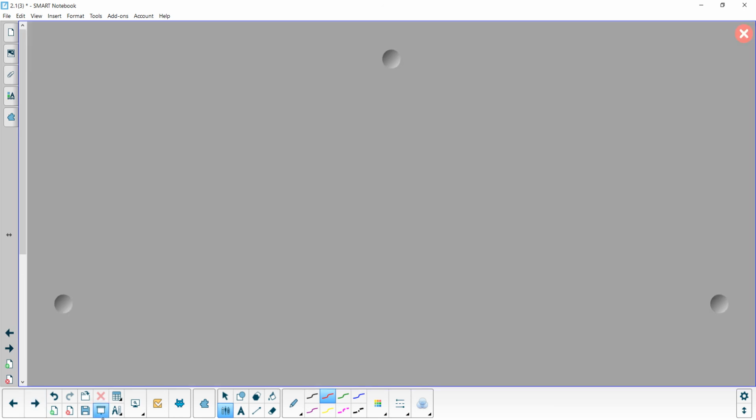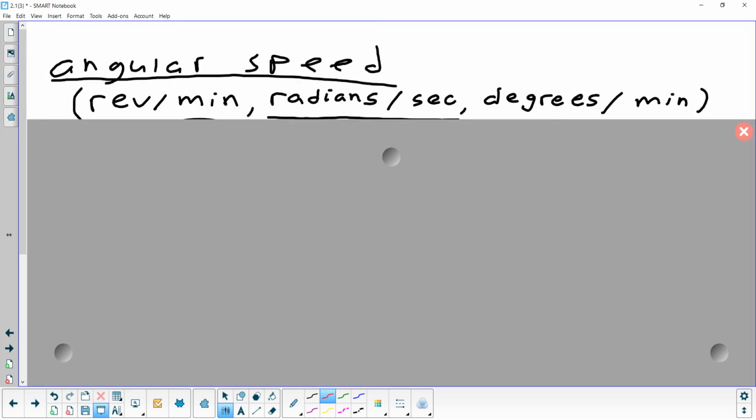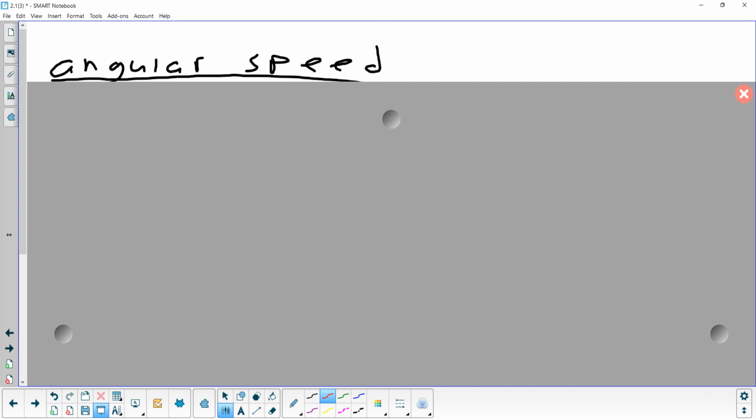But now, let's take a look at angular speed. So, it's still a speed, which means it's going to have a time unit. Could be hours, could be minutes, could be seconds, could be days, but it still has a time unit. But the difference is the distance unit. When you're talking about angular speed, the distance part can't be measured in feet or inches or centimeters. That's for measuring things that are straight. Angular is for things that are spinning.